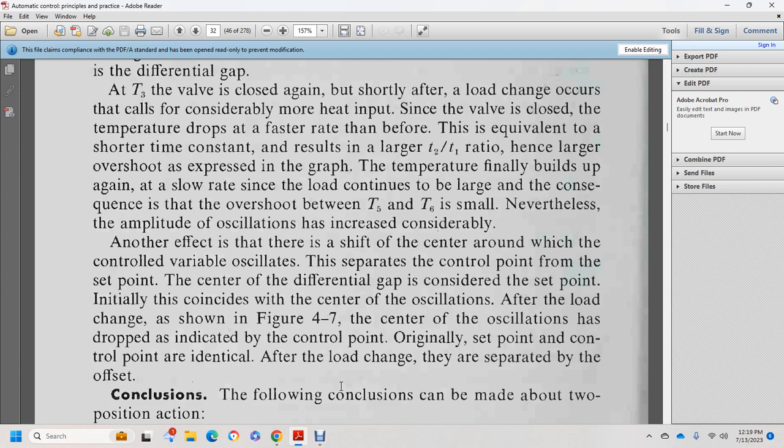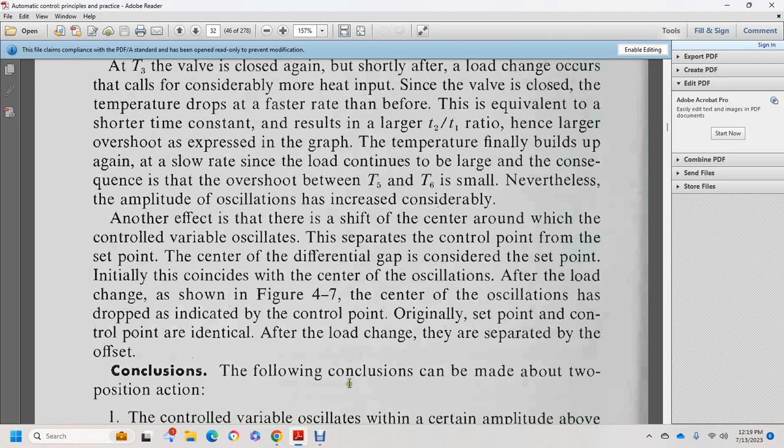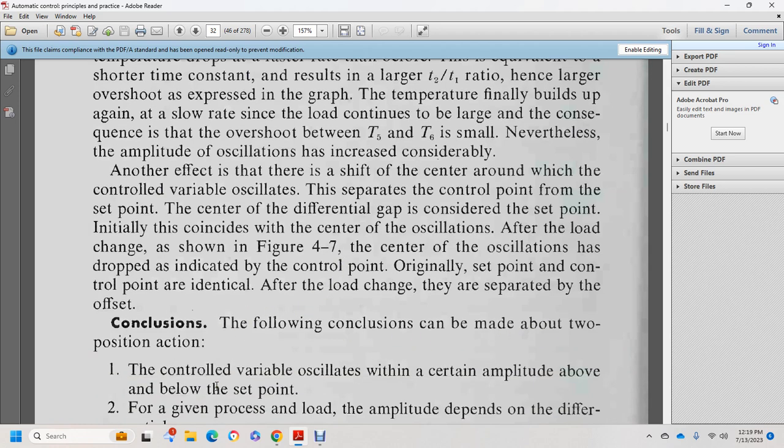The center of the oscillation is lower than the initial set point, as shown in figure 4.7, and the center of the oscillations has dropped, indicated by the control point. The original set point and this control point are identical to those after the load change, separated by the offset. Conclusion: the following conclusions could be made with the two position action.